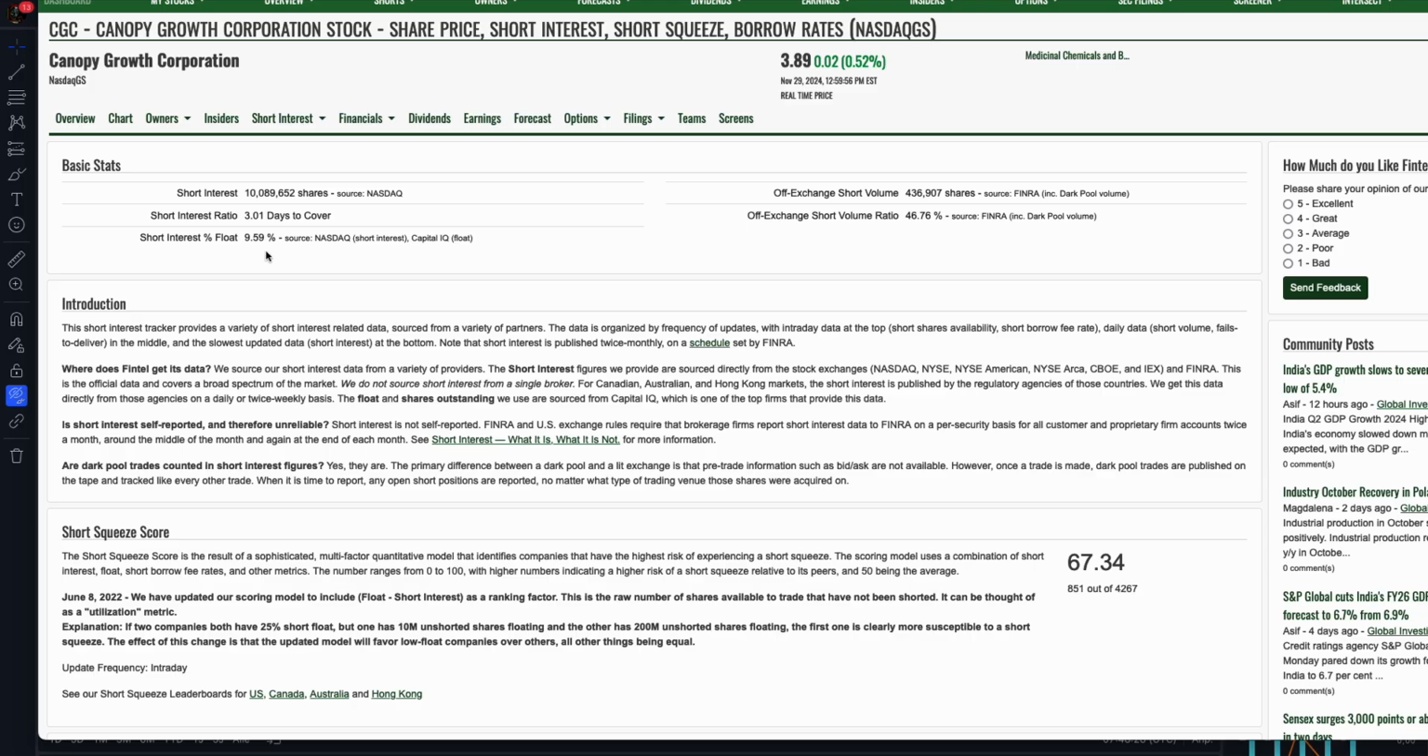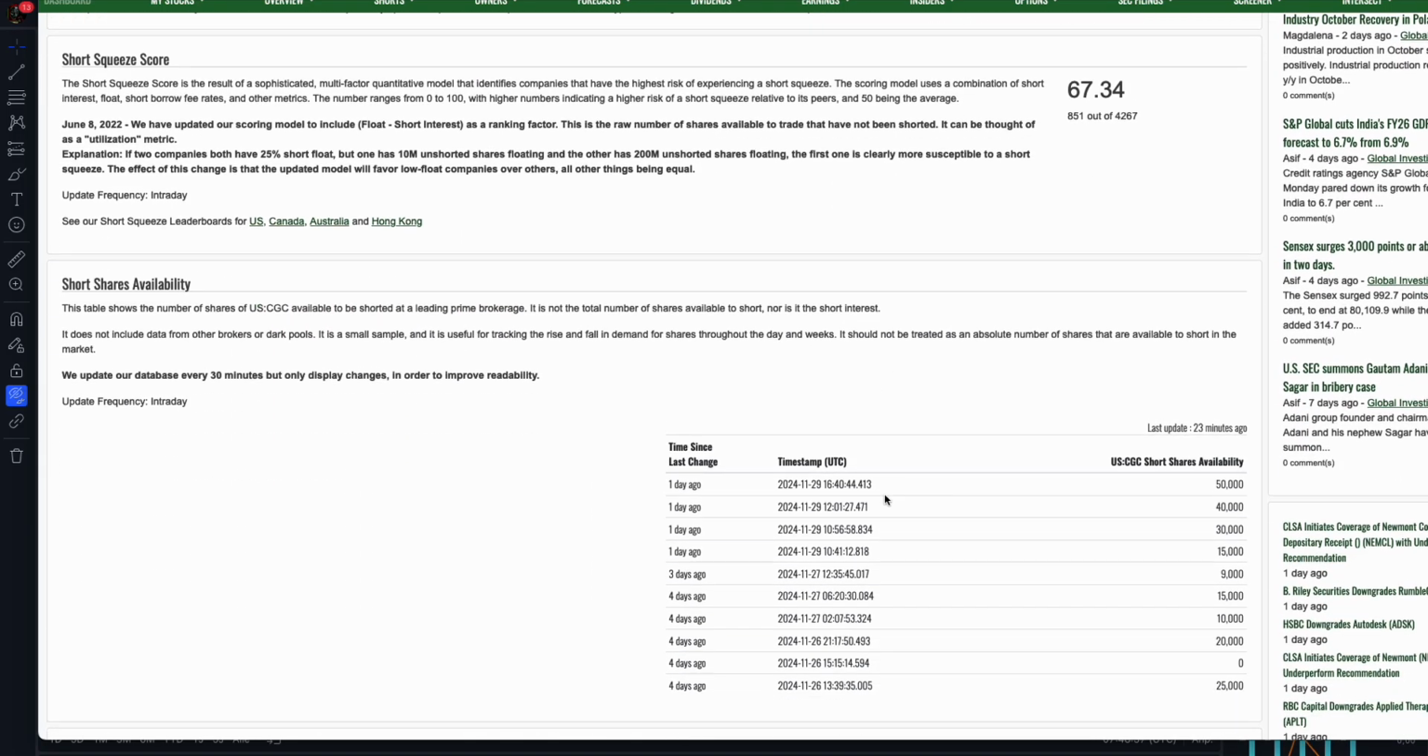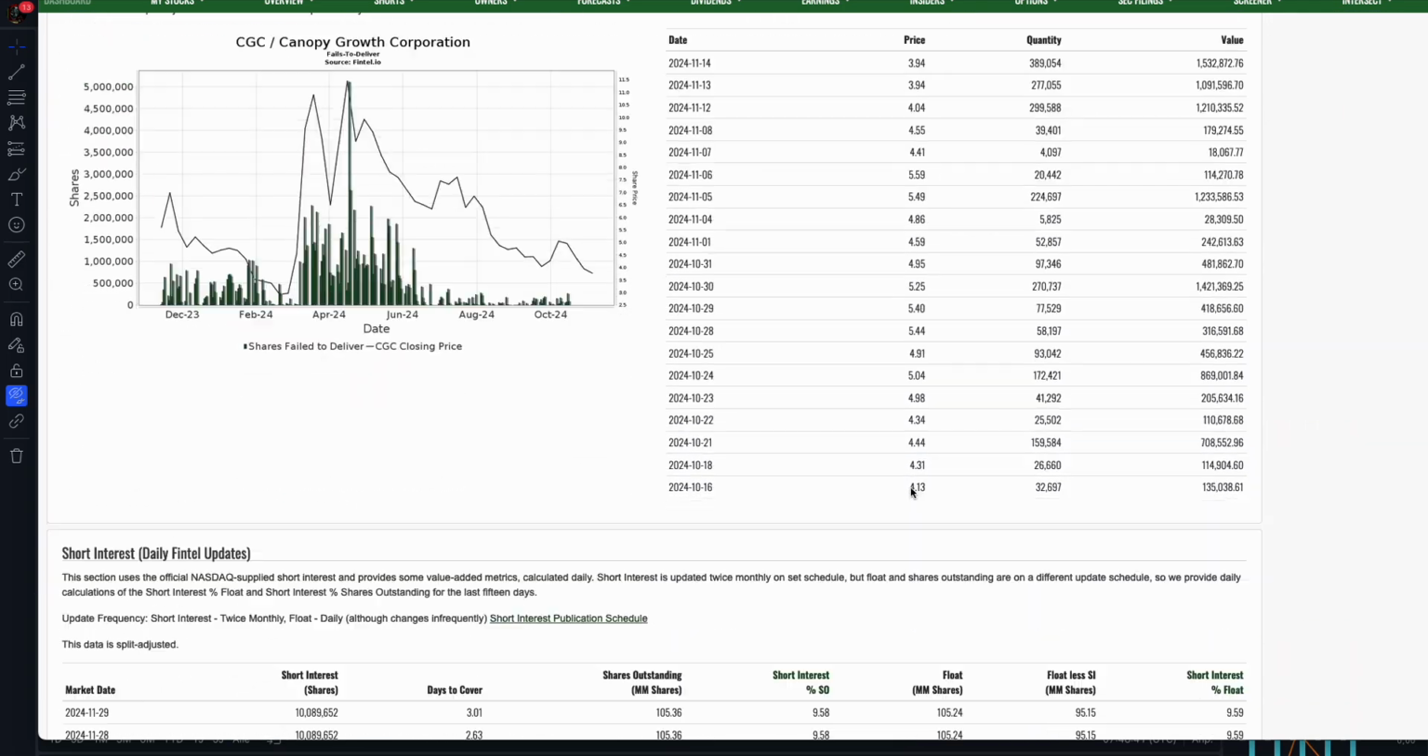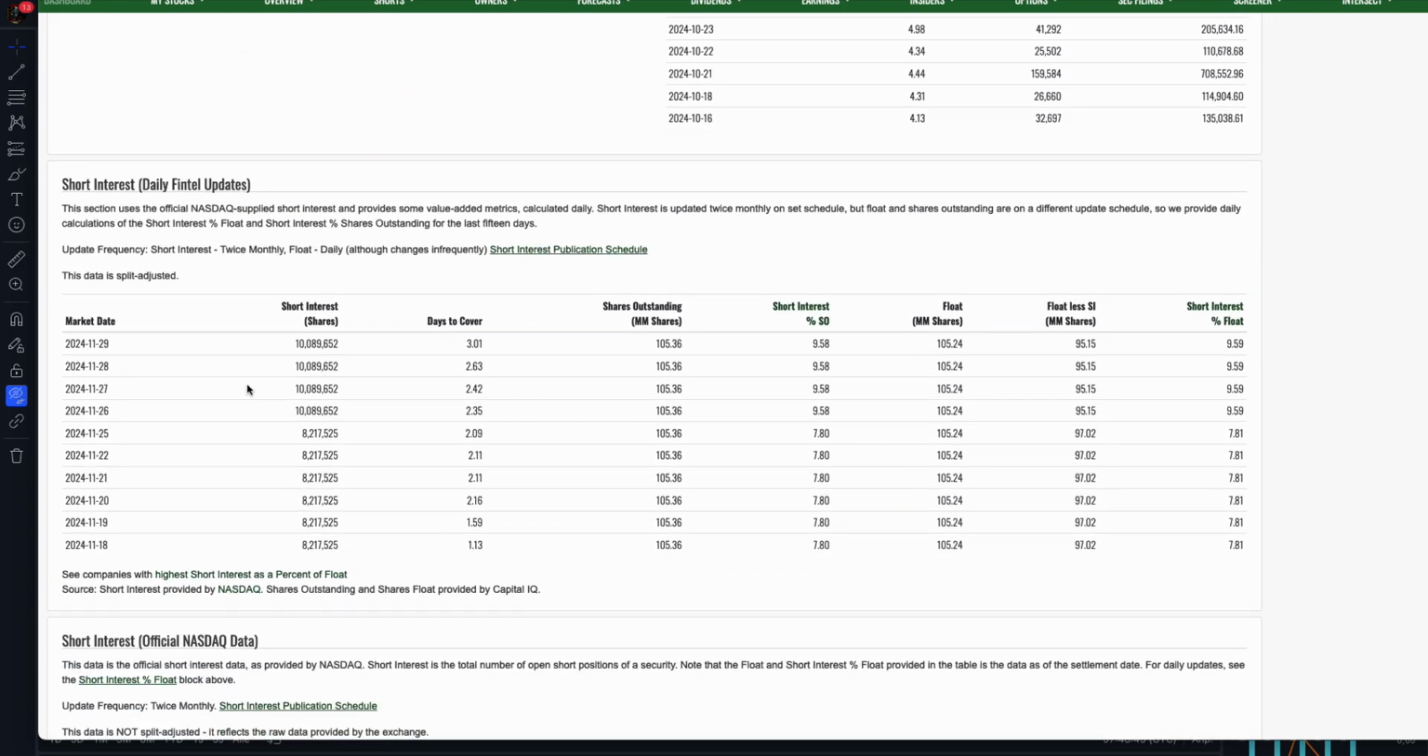We have now an official short interest of 9.5% or almost 9.6%. This is not super high, but also not low. So it has squeeze potential, of course. And the problem is that the company is diluting the stock. The actual float here for Canopy Growth is 105 million shares, based on the numbers which we see here in Fintel.